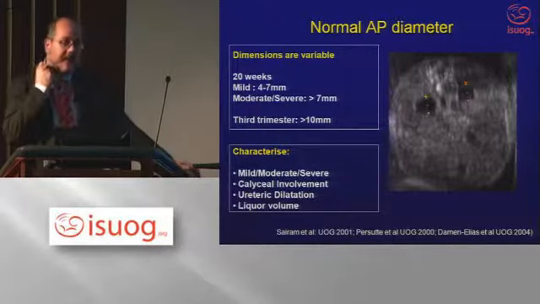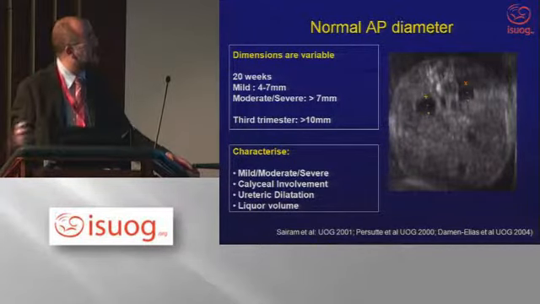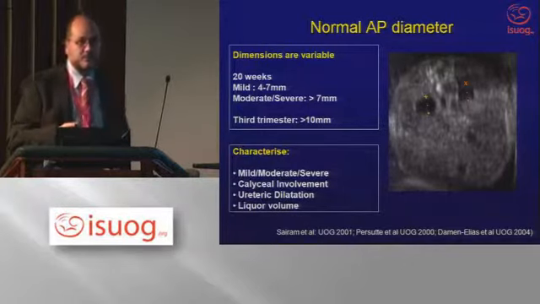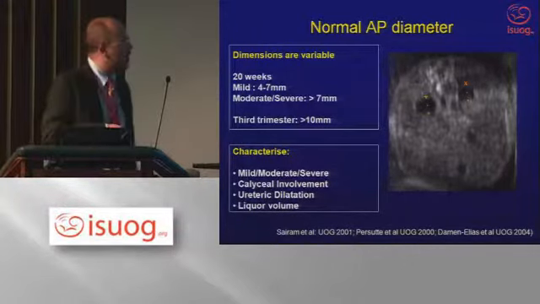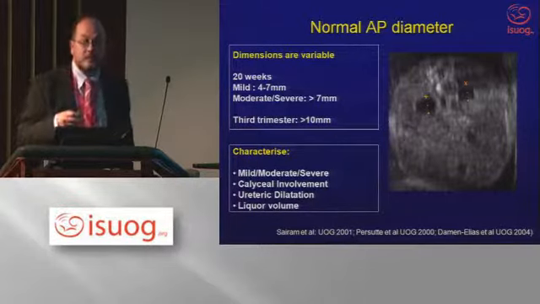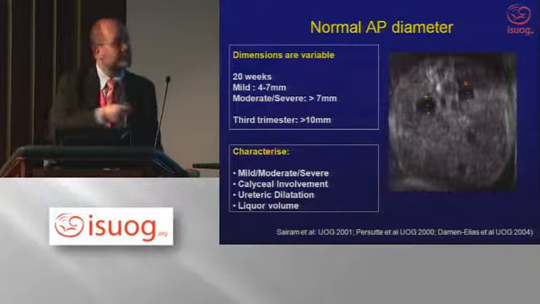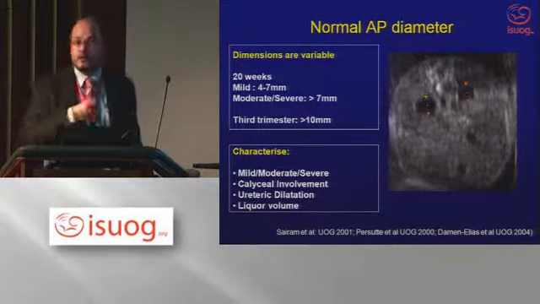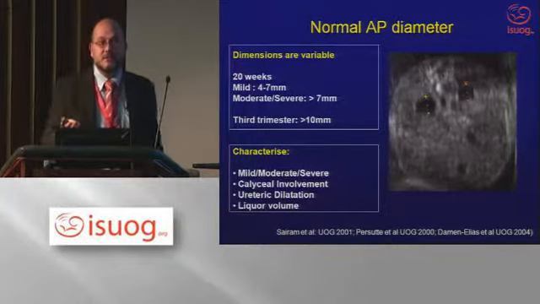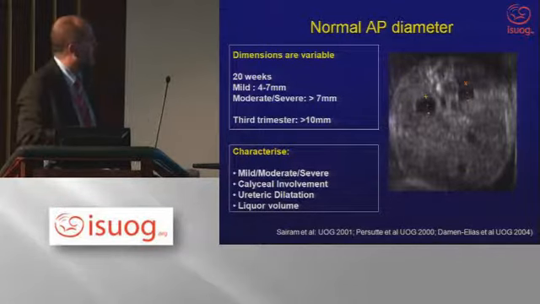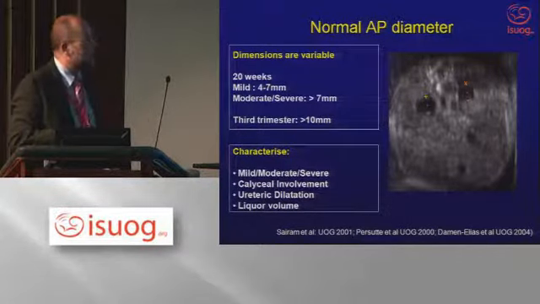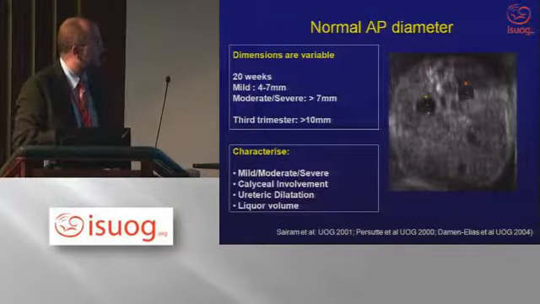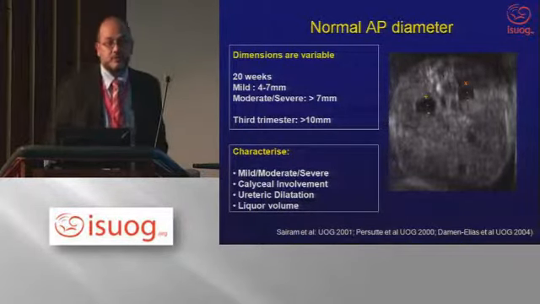And when you do a scan and you see hydronephrosis, really the things to think about is characterize it first of all, whether it's mild, moderate, or severe. Make a comment whether there's calyceal involvement. Are the calyces dilated, like we saw in that previous picture? Look at the ureters. Normally, you should not be able to see the ureters. They're not visible. And if you do see the ureters, then usually that means that the ureters are dilated. And finally, very importantly, make a comment on the amniotic fluid volume.